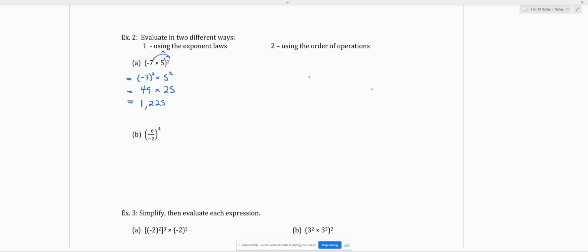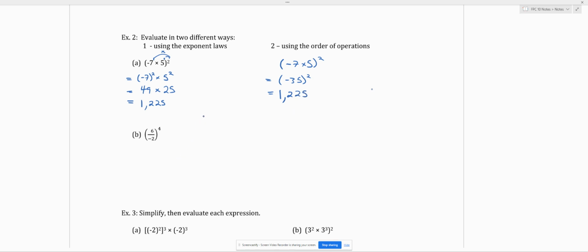Now, if we use order of operations, no big deal. We can see we'll get the exact same thing. So I'm going to rewrite the question, -7 times 5. Order of operations says do the brackets first. So that's going to give me -7 times 5 is -35. Square that. So when you square that, -35 times -35, you get the exact same answer, 1,225.